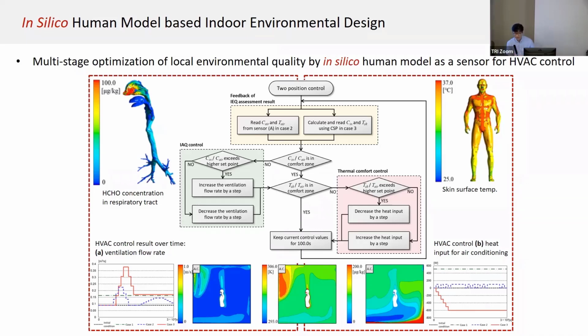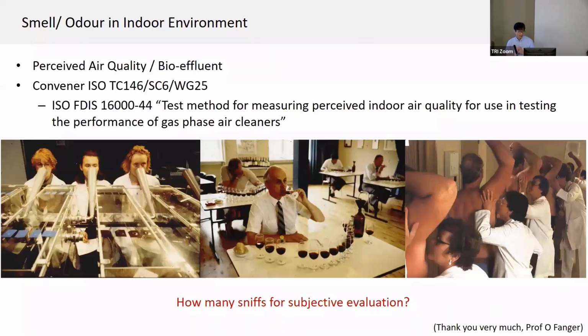Okay, this is the introduction of myself. Today, I would mainly like to talk about smell, odor in indoor environments. Now I am in charge as convener of ISO TC146 SC6 working group 25. ISO TC146 is focusing on air quality management, and SC6, subcommittee 6, is treating indoor air. Working group 25 is now establishing the ISO 60044 test method for measuring perceived indoor air quality for use in testing the performance of gas-phase air cleaners.